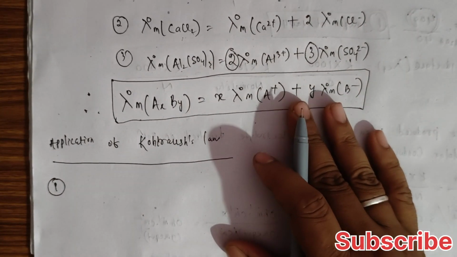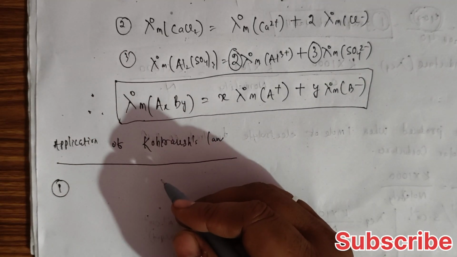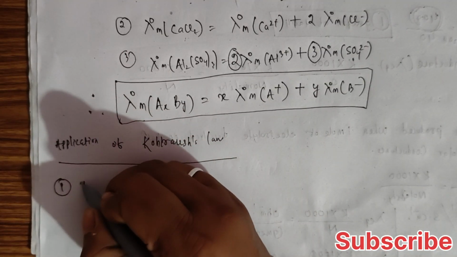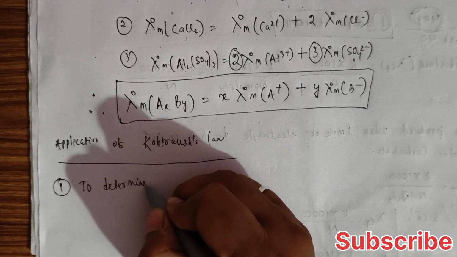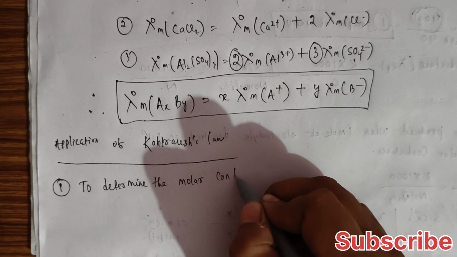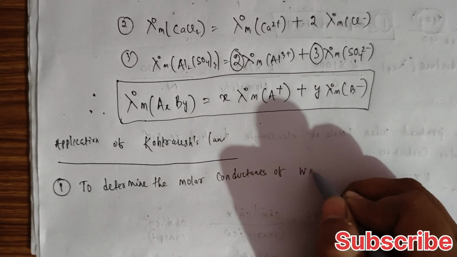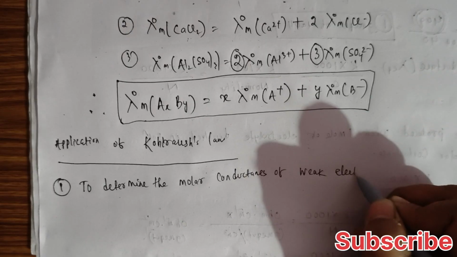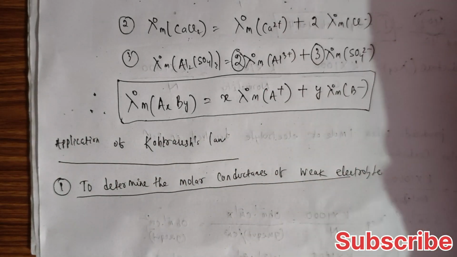So Kohlrausch law, first of all, is used to determine the molar conductance of a weak electrolyte. Okay, for a weak electrolyte this Kohlrausch law can be used.